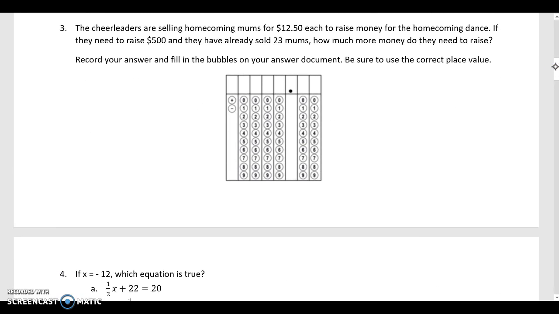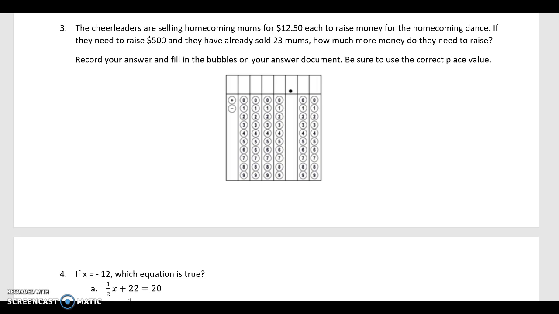All right, problem number 3. Cheerleaders are selling homecoming mums for $12.50 each to raise money for the homecoming dance. If they need to raise $500 and they have already sold 23 mums, how much more money do they need to raise? Record your answer and fill in the bubbles on your answer document or on this sheet. Be sure to use the correct place value.